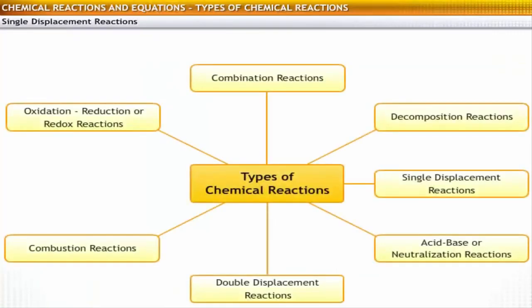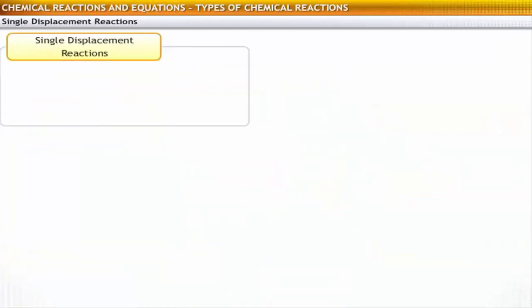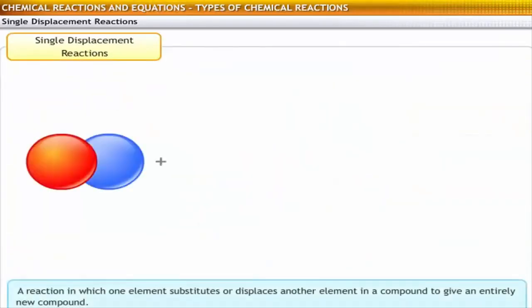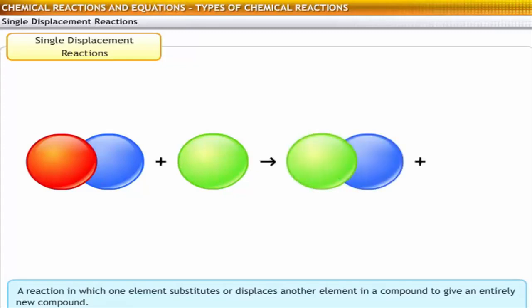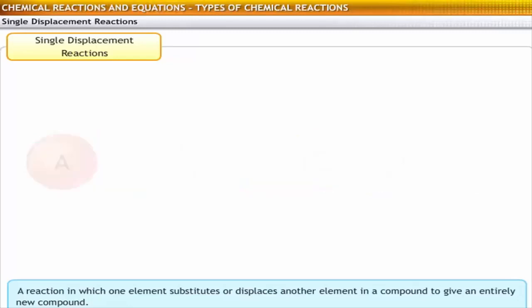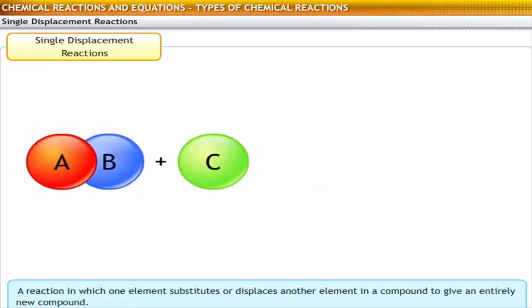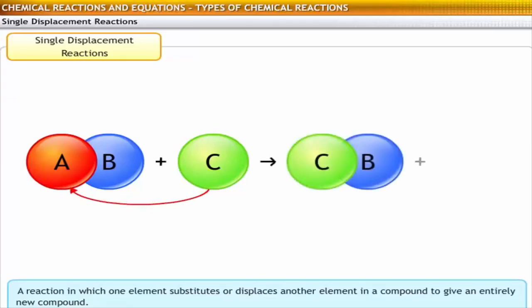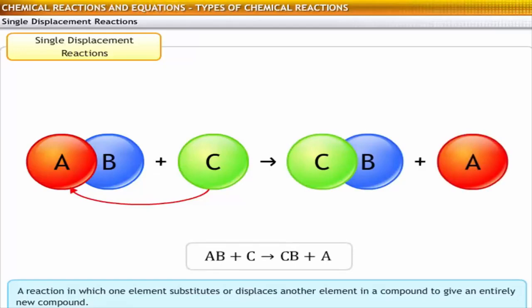Now let us look at the displacement reaction, beginning with the single displacement reactions. A single displacement reaction is a reaction in which an element reacts with a compound to substitute or displace an element in that compound. The result is a new compound. The general form of the reaction is written as C displaces A in AB to form CB and A.